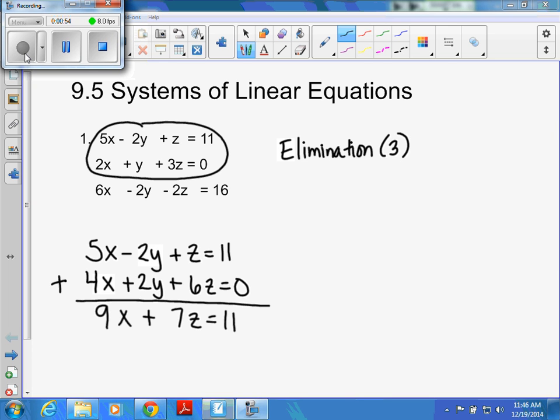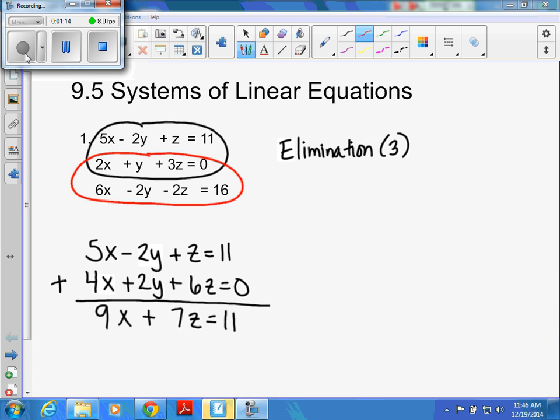Okay, now I have to do it to 2 more equations. It doesn't matter. I did the first 2. I can do the first and the third, or I can do the second and the third. And I'm going to stick with my second and third. Again, you have to stick with the same letter. I'm going to stick with the y's.